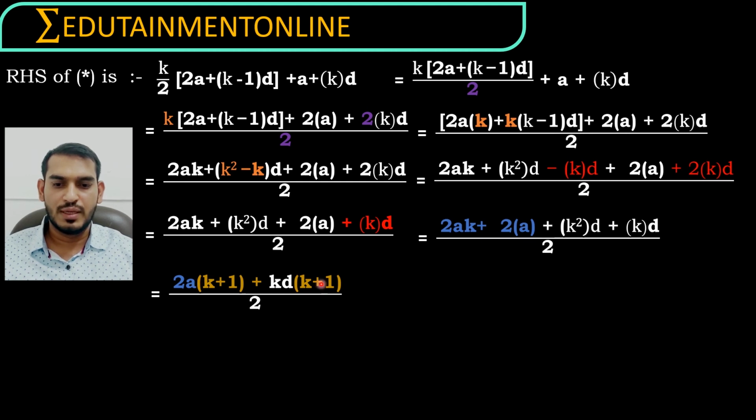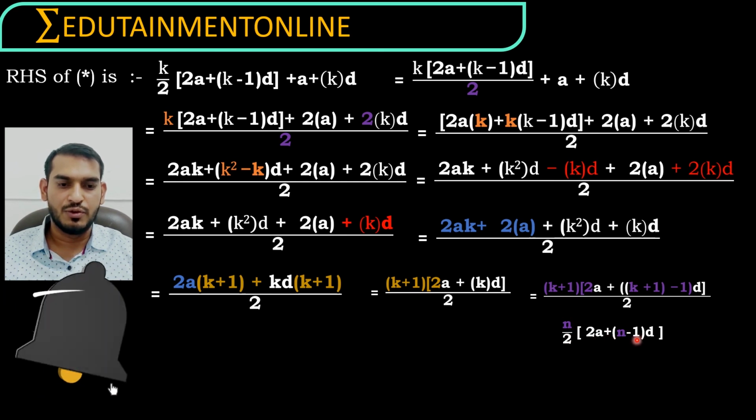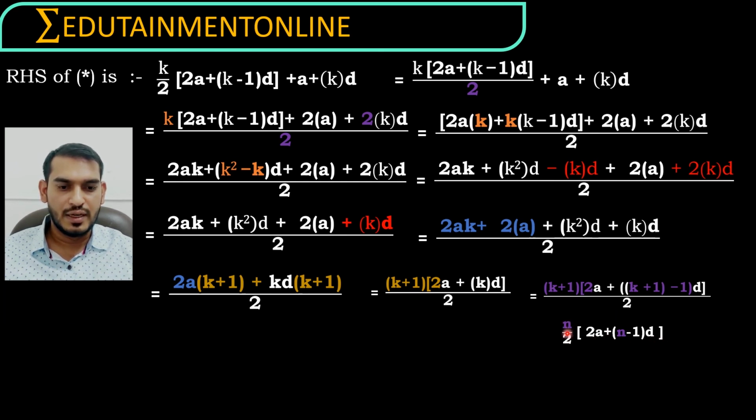Again in these two terms we have k plus 1 in both, so we will write it as k plus 1 into 2a plus kd, all by 2. Now this k can be written as k plus 1 minus 1. The plus 1 and minus 1 get cancelled, so the value is the same. We are writing this to get the same format as the RHS of the given statement, which is n by 2 into 2a plus n minus 1 into d. Now if we compare, in place of n we have k plus 1, and here also in place of n we have k plus 1.